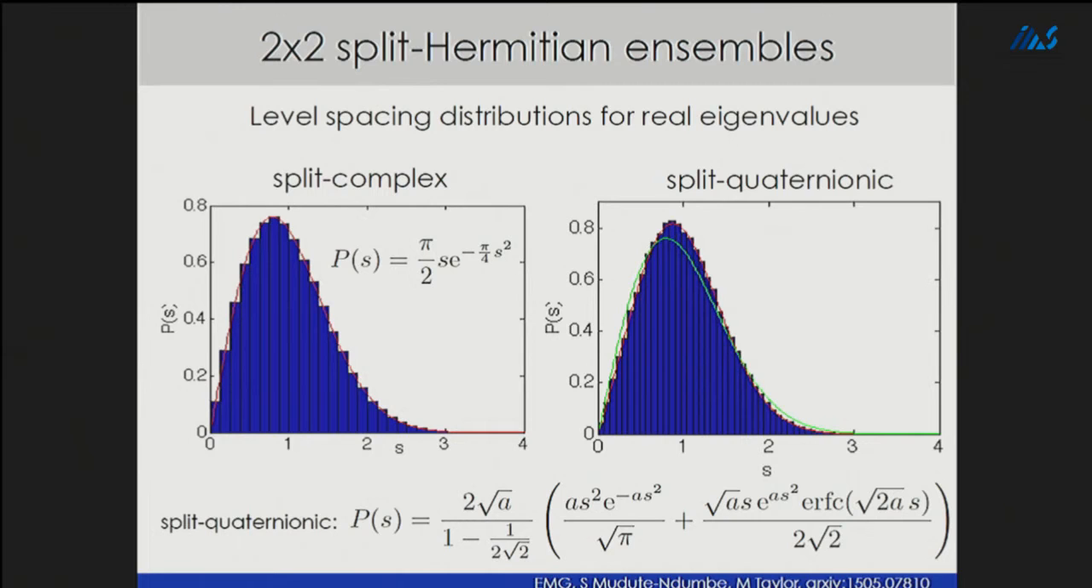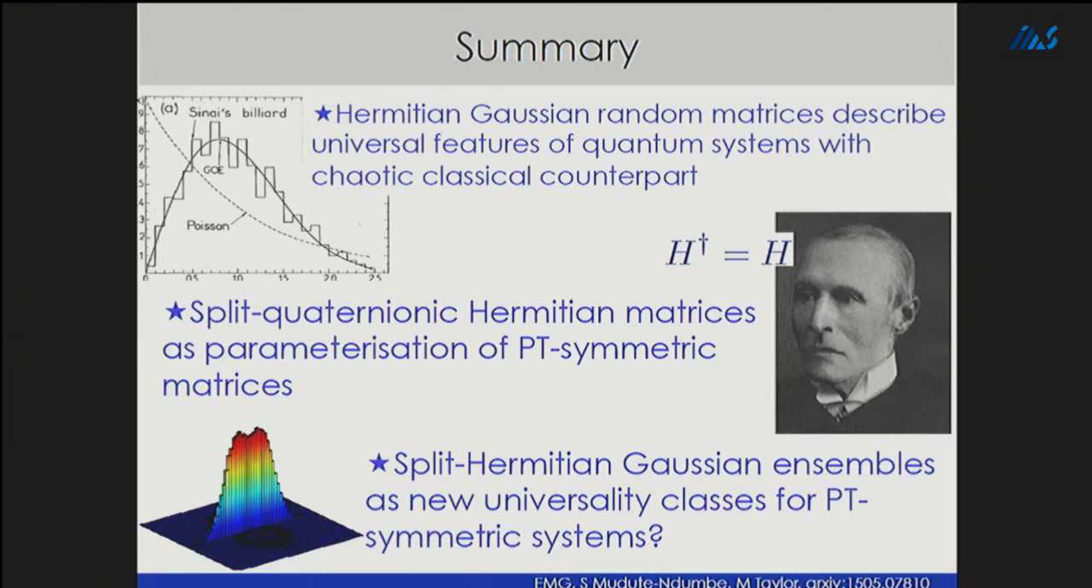All right, so this is what we have done so far, and I think I'm coming to a summary here. I can obviously tell you what we will be doing. But to summarize first, the Hermitian Gaussian ensembles, as many of you know already, describe universal features of quantum systems with a classically chaotic counterpart. And what we have been conjecturing is that split quaternionic Hermitian matrices are related to PT symmetric complex matrices, and we use that to define a new class of PT symmetric random matrices.